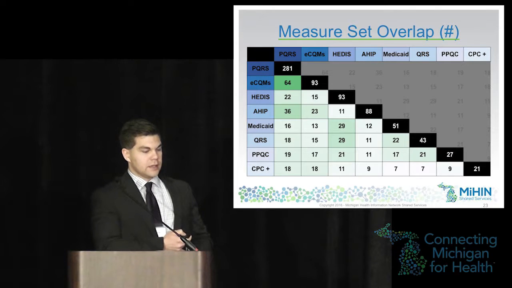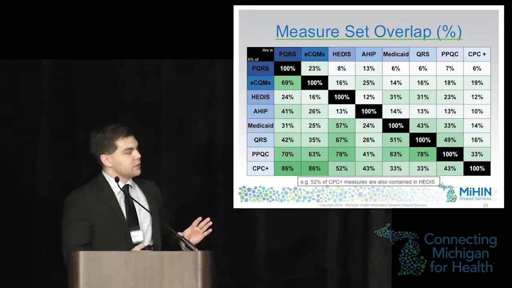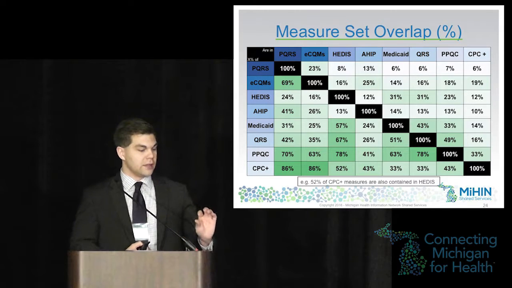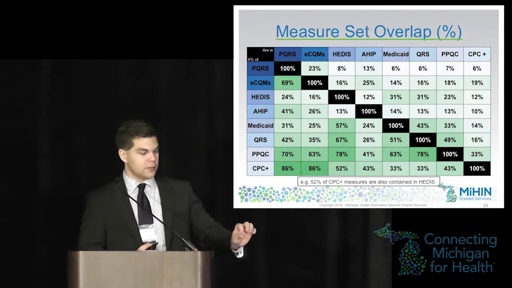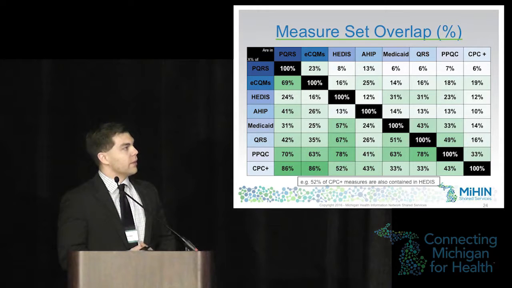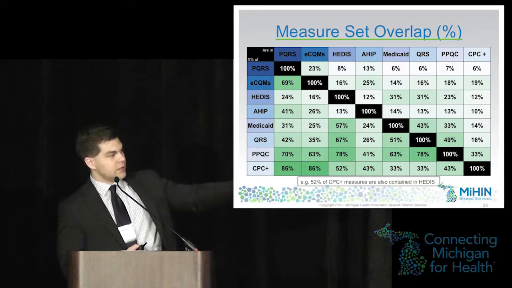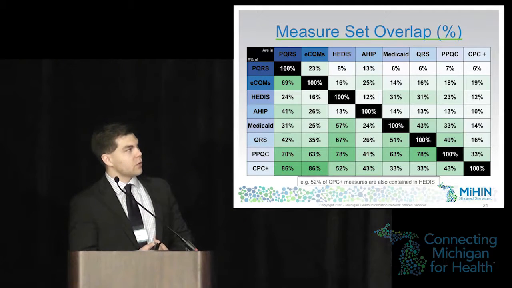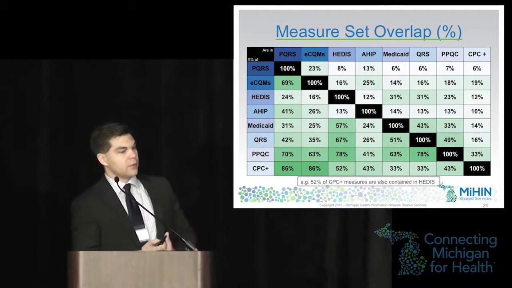Let's take another look at this in percentage. So this one's a little more difficult to interpret, but essentially you take the percentage. So, 52% of CPC Plus measures are contained in that top row there. So again, you can see the highest overlaps are the CPC Plus at the lower left corner, overlapping with ECQMs, as well as QRS and Medicaid overlapping with HEDIS quite a bit.